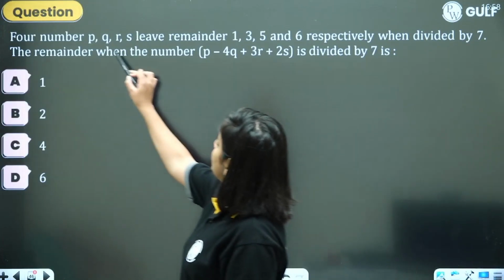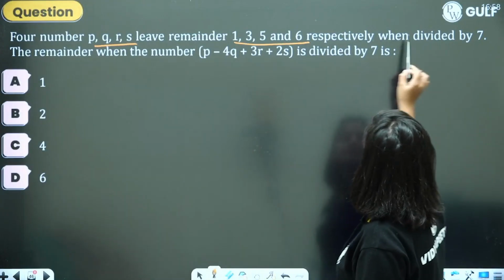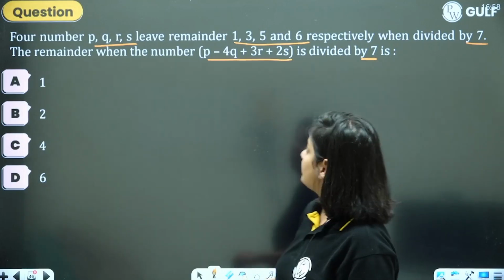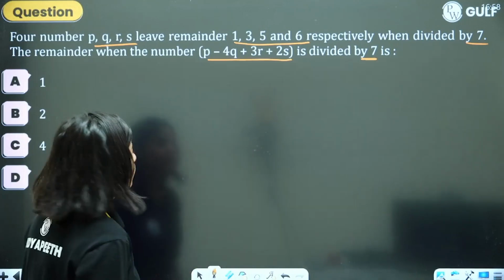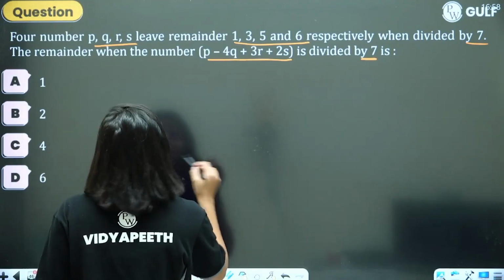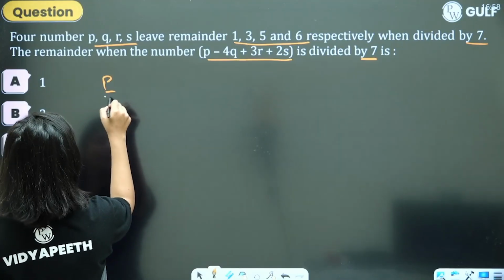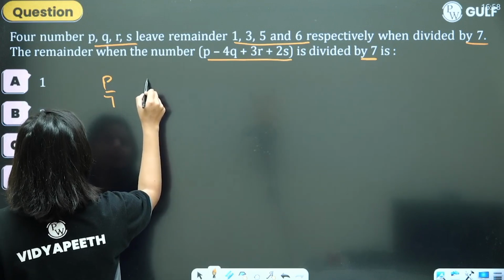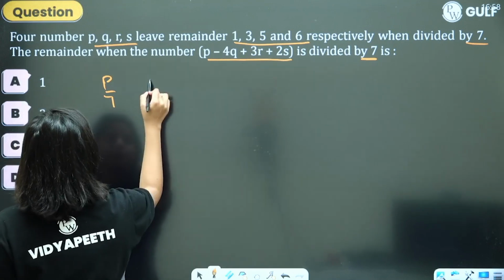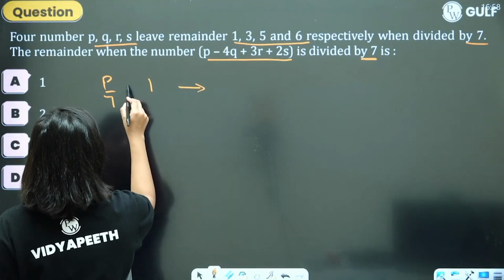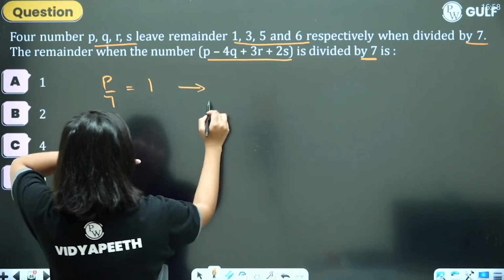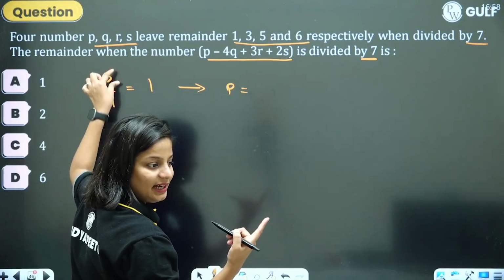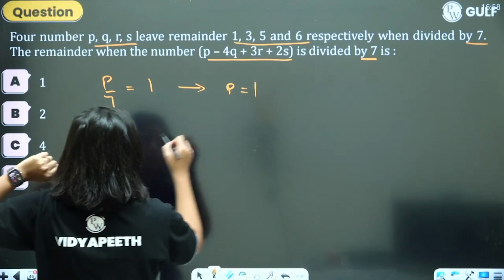4 numbers PQRS leave remainder 1, 3, 5, 6 respectively when divided by 7. The remainder when number is divided by 7 is what? P minus 4Q plus 3R plus 2S. Okay. So when P is divided by 7, the remainder is 1. Okay. So what do you understand from it? If P divided by 7 gives the remainder as 1, what is the value of P? This P should be 8. 8 divided by 7 will give us 1 as the remainder.